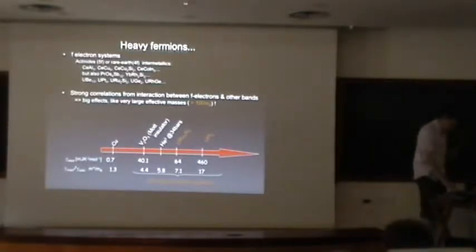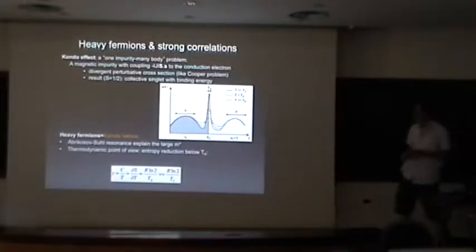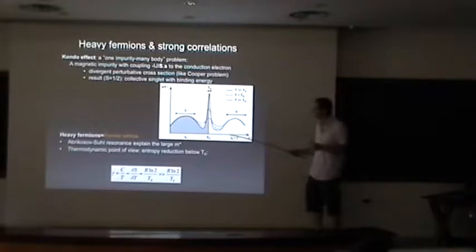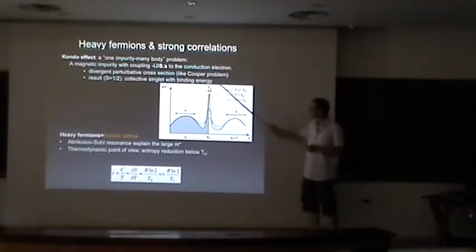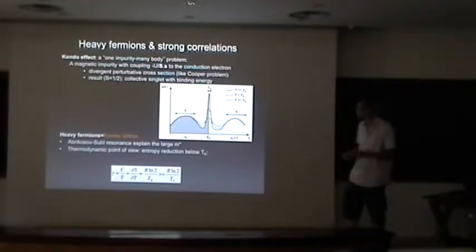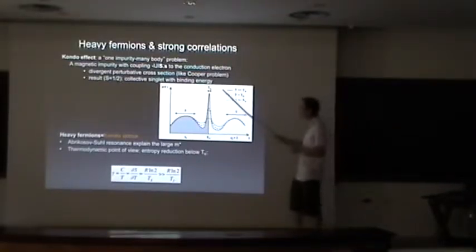So the main physical effect which leads to this large effective mass is Kondo physics, which is known for very long. Essentially, Kondo physics is a screening of a local magnetic moment by conduction electrons, which leads to a new energy scale, which is typically TK, so it's really a many-body problem.